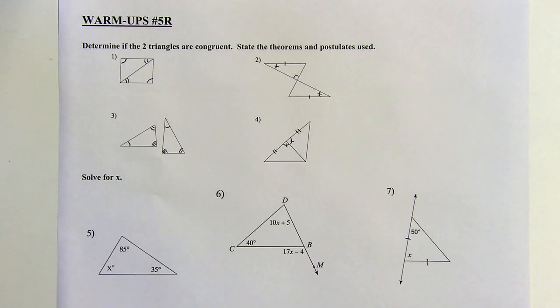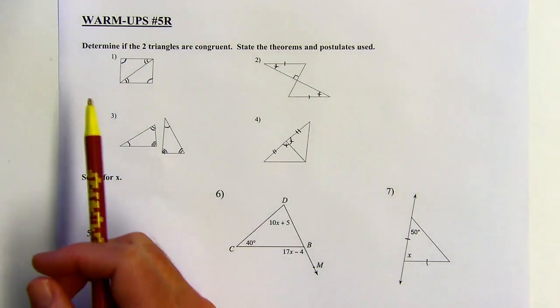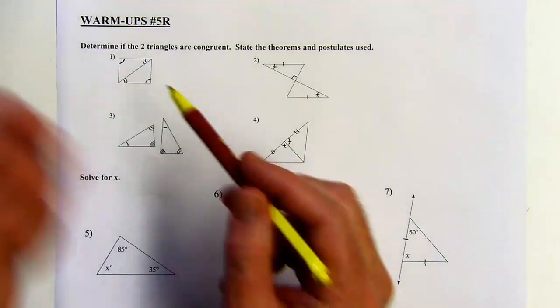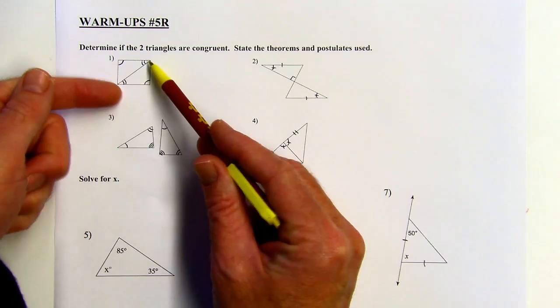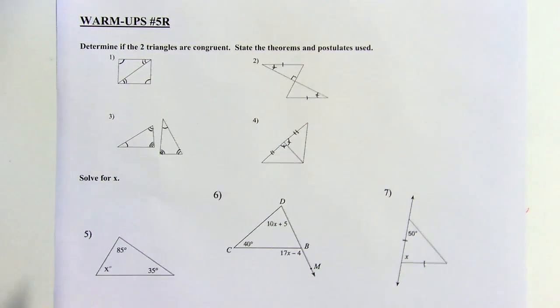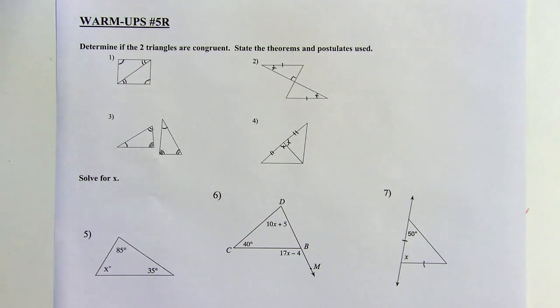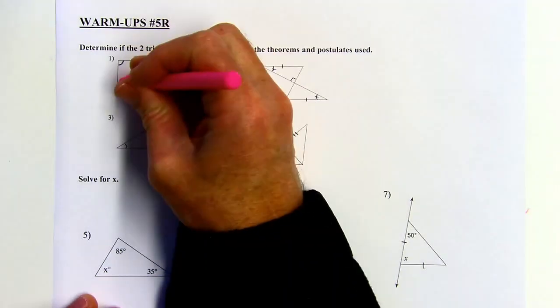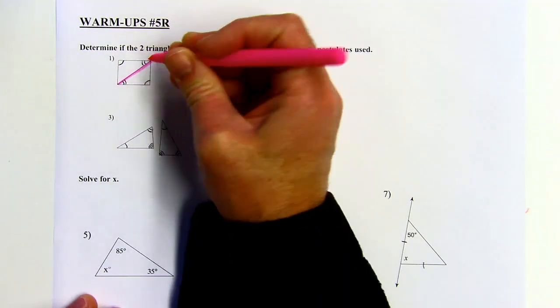Okay, here's warm up 5R. We're going to determine if the two triangles are congruent and state any theorems or postulates being used. So in this first problem, we've got two sets of angles that are congruent. So far we have two A's to use, but that's not enough. We need something else. And in this problem, we've got this side that's part of both triangles.